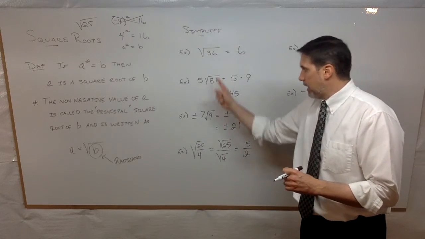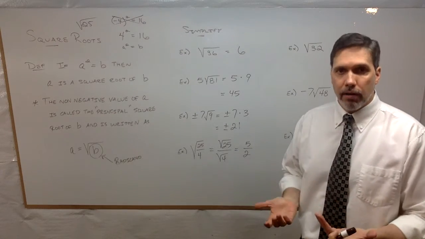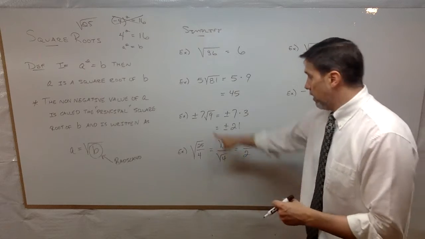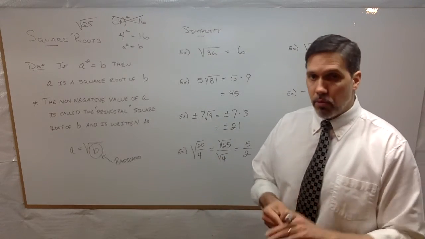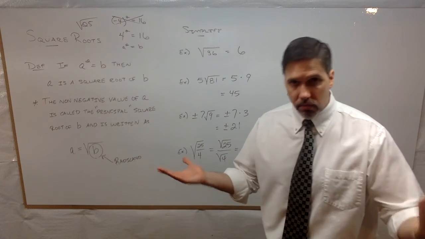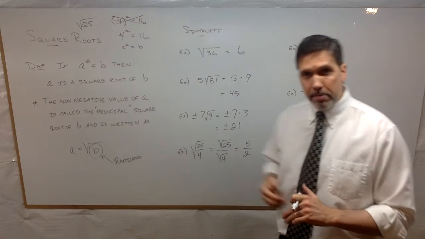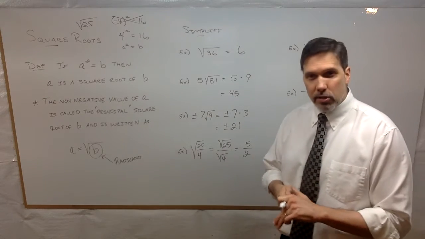Now, that's when the problems come out nice. I picked the radicands each and every time here that turned out to be perfect squares. 36 is a perfect square. 81, perfect square. 9, 25, 4. Those are all perfect squares. And when you take square roots of perfect squares, well, life is pretty easy. However, when you take square roots of non-perfect squares, it gets a little bit more challenging. We have to simplify these.